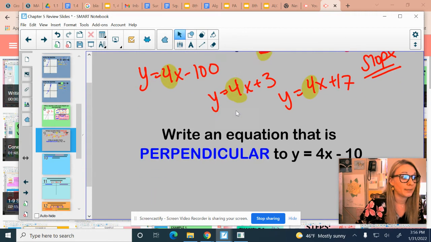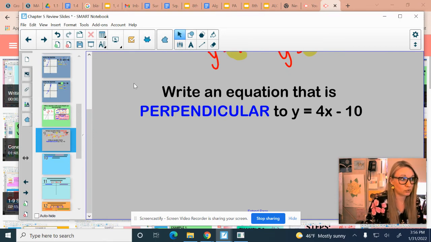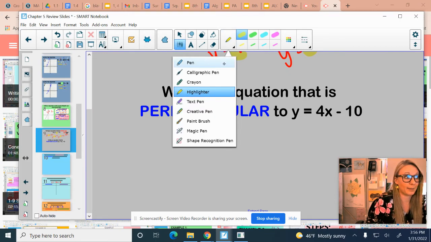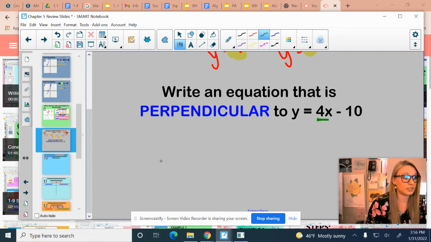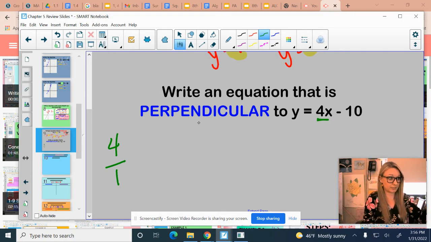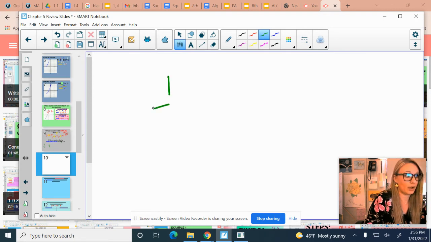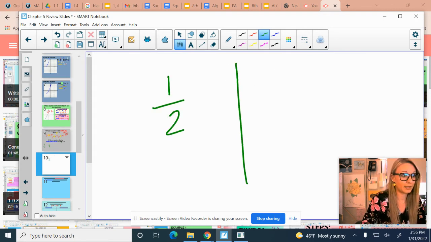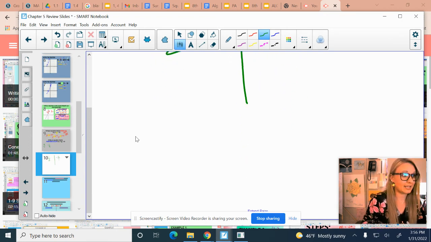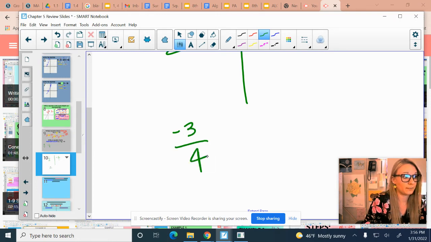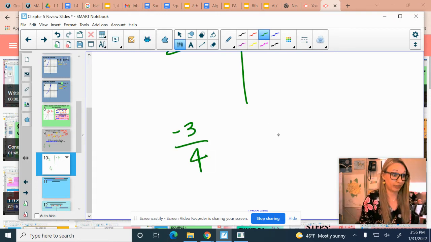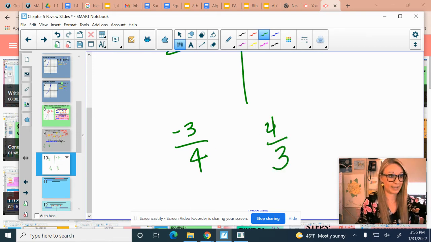If we want one that's perpendicular, though, that doesn't mean the slopes are the same. That means that the slopes are opposite reciprocals. So if my slope is 4, which is really just 4 over 1, I need a slope that flips and is the opposite. Hold on, pause right there. If I told you that I had a slope of 1/2 and I wanted a perpendicular slope, flip it, make it the opposite. So it'd be -2. Or if I told you that I had -3 over 4 and I wanted a perpendicular slope, flip it, make it the opposite. So it'd be positive 4 over 3.